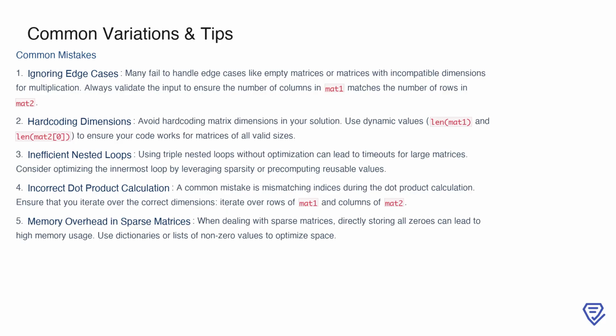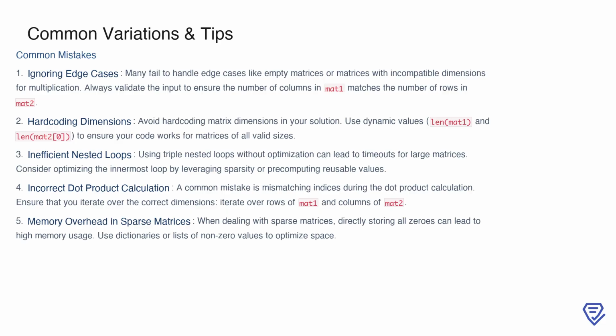Inefficient use of nested loops is another pitfall. Triple nested loops, without any optimization, can lead to timeouts when dealing with large matrices. To address this, try leveraging the sparsity of the matrices or pre-computing reusable values to optimize the innermost loop. Also, be careful with the dot product calculations. Mismatched indices are a frequent source of errors, so make sure you're iterating over the rows of the first matrix and the columns of the second correctly. Finally, when working with sparse matrices, storing all the zeros explicitly can lead to unnecessary memory overhead. A better approach is to use dictionaries or lists that store only the non-zero values, making your solution both space-efficient and faster to process.